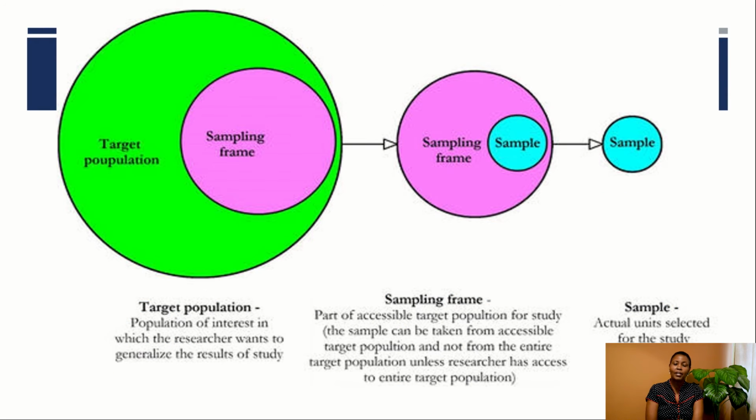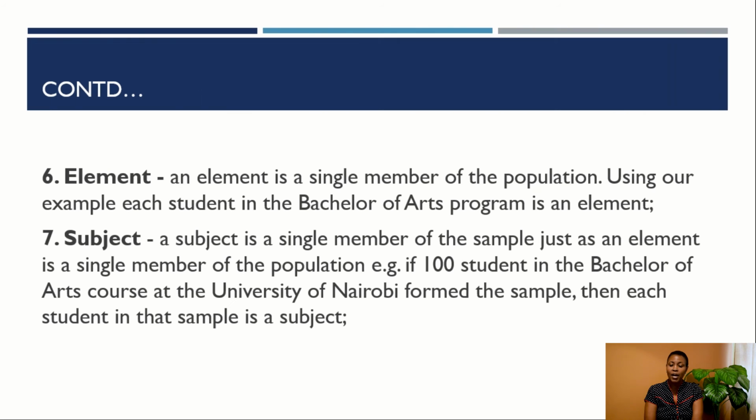We can also use this diagram. So we have a target population, which is a population of interest in which the researcher wants to generalize the findings. And then we are drawing a sampling frame which is coming from accessible target population. Note that the sampling frame is taken not from the entire target population, but from the accessible target population unless the researcher has access to the entire target population. And from now the sampling frame, we can draw the actual units who will take part in the study, and this is what we call a sample.